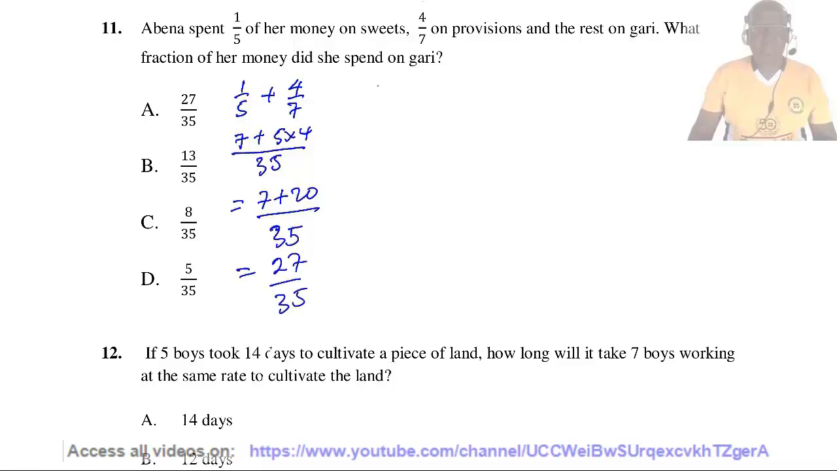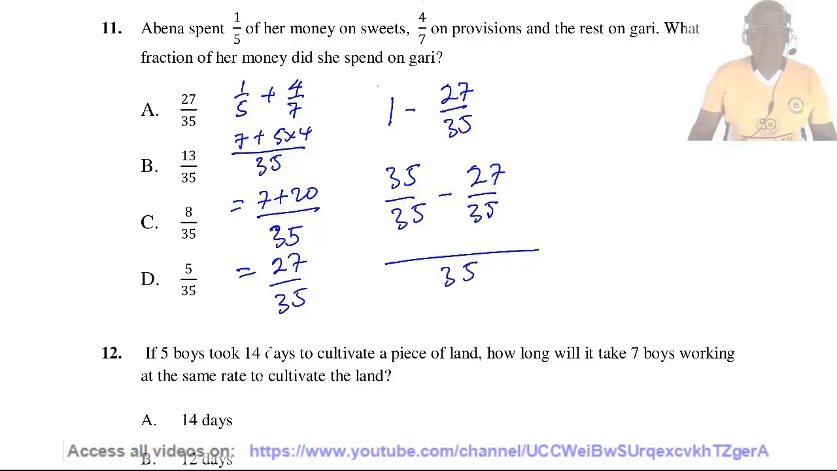Now, to find the fraction spent on Gary, we shall subtract 27 over 35 from 1. This can be written as 35 over 35 minus 27 over 35, which equals, with LCM 35, 35 minus 27, which equals 8 over 35. So the answer is C.